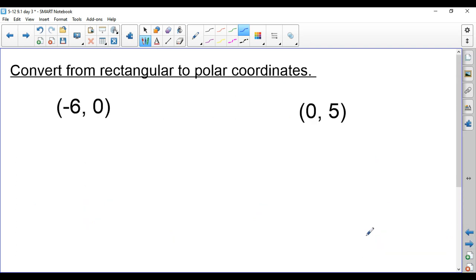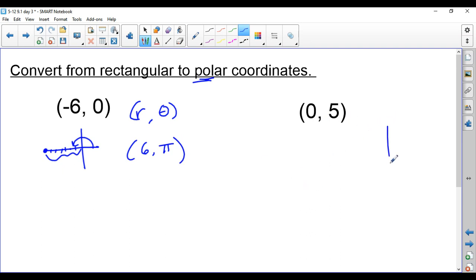Just a quick example, what does this look like when there's numbers? The point negative 6, 0. I go out negative 6. Here's negative 6, 0. And I want to change this to polar coordinates. So for polar coordinates, I need the radius and the theta. What's the radius? It's this length, 6. What's the angle? The rotation to get to the negative x-axis is pi. And I'm done.